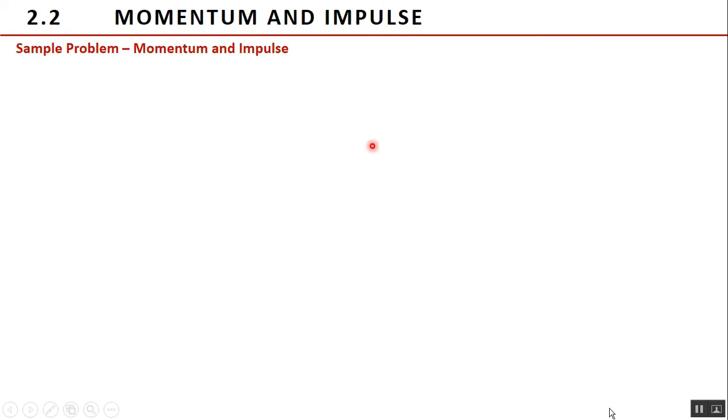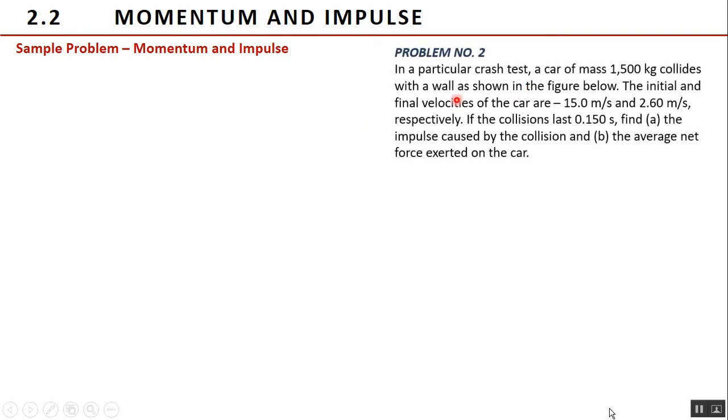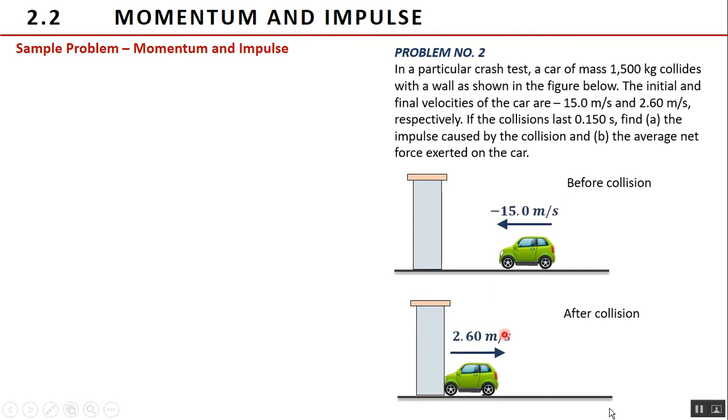Now let us answer this problem. Problem number 2. In a particular crash test, a car of mass 1,500 kg collides with a wall as shown in the figure below. The initial and final velocities of the car are negative 15.0 meters per second and 2.60 meters per second, respectively. If the collision lasts 0.150 second, find letter A, the impulse caused by the collision, and letter B, the average net force exerted on the car.